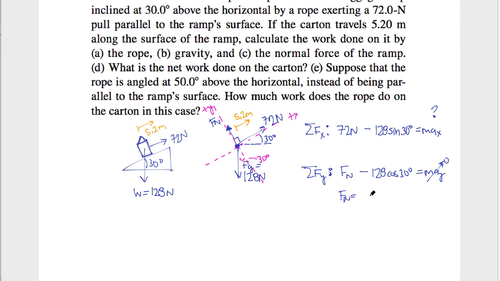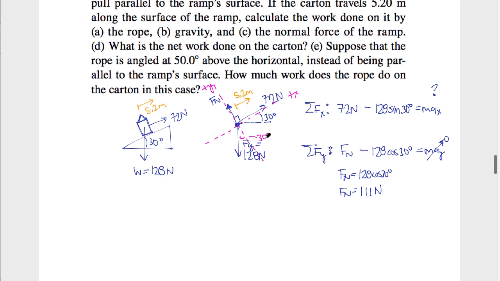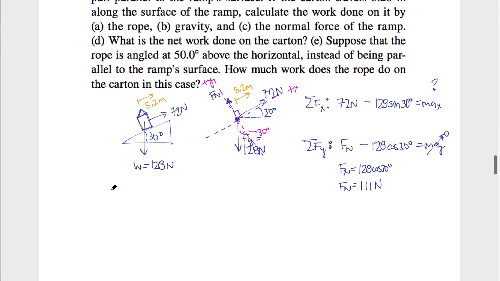So my normal force is going to be 128 times the cosine of 30 degrees. And that gives you a value of 110.85, or let's just say 111, and that's newtons. So now we can go ahead and start answering our questions about work.